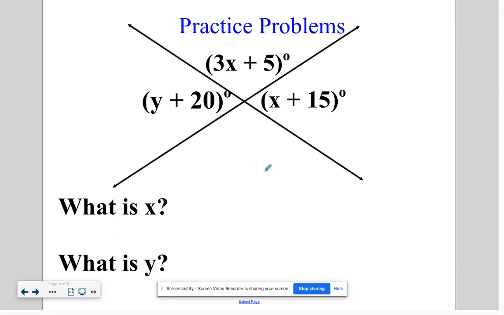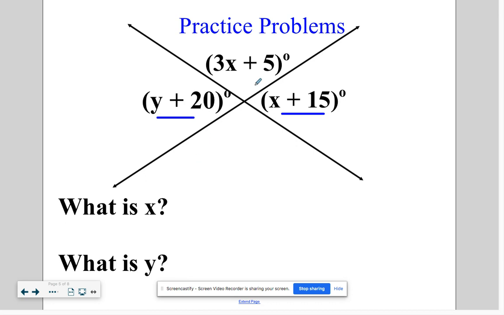So there's a couple practice problems. Now, when I look at this one, my first thought might be, oh, I have vertical angles, like the left and the right have to be equal to each other. This one and this one, which is true, but the problem is this is x and this is y. That's not going to help you solve it.